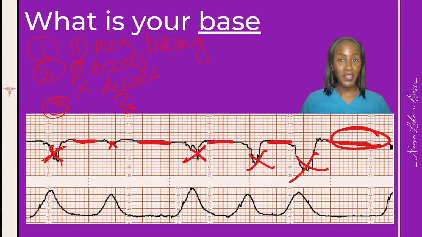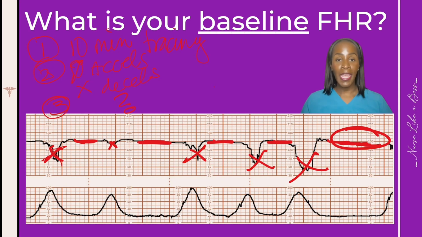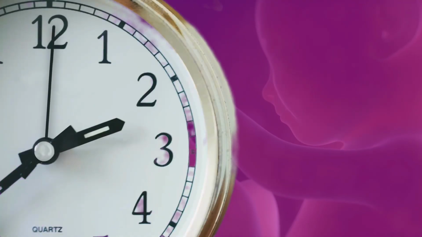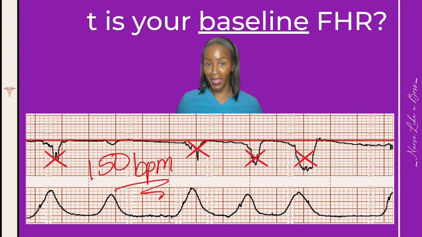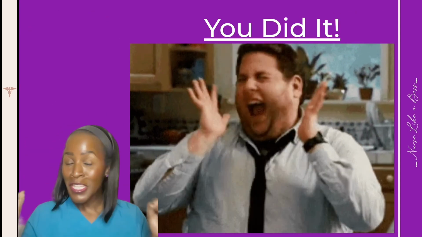Again, let's walk through this one together. We're looking for our 10 minutes worth of tracing, right? And we have that here. Then we are going to look for accels. Do we have any? I don't see any. Do we have any decelerations? We do. We're not going to pay attention to those right now, right? We are going to cross those out and we are looking for where our baby's heart rate sits most of the time. And when I look at that, I see 150 beats per minute. Is that what you got? Oh my gosh, friend, you did it.